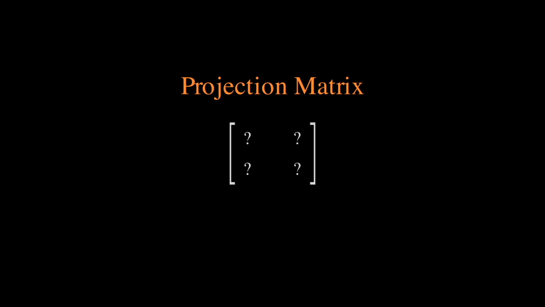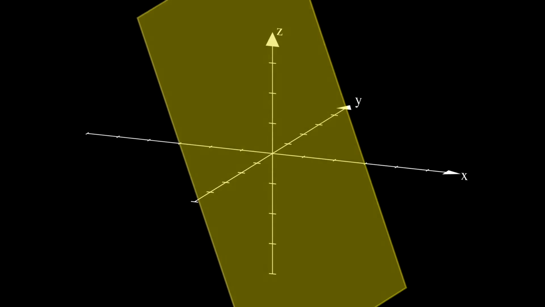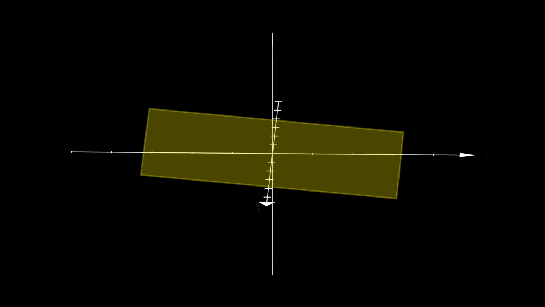Projection matrix. Actually, before defining a projection matrix, we need to understand what is a subspace. And just like all other definitions in linear algebra, the definition for subspace is pretty abstract. At the moment, allow me to just provide you with some examples. In 2D, a line crossing through the origin is a subspace of R2, and this line is infinitely long. In 3D, a plane crossing through the origin is a subspace of R3.